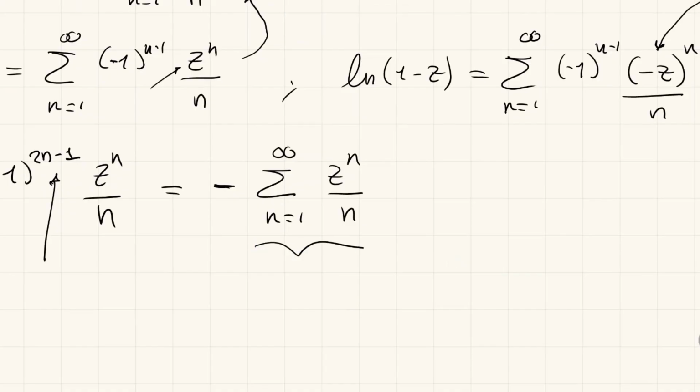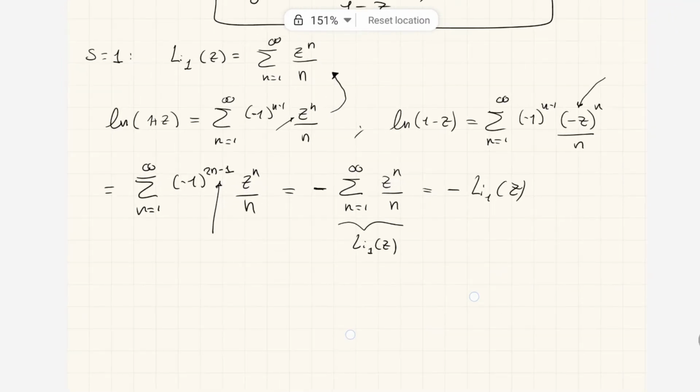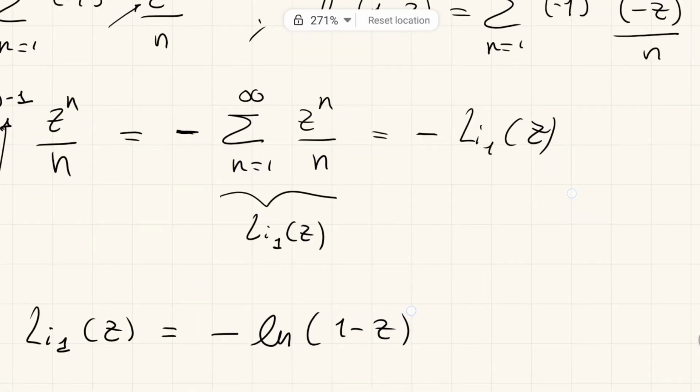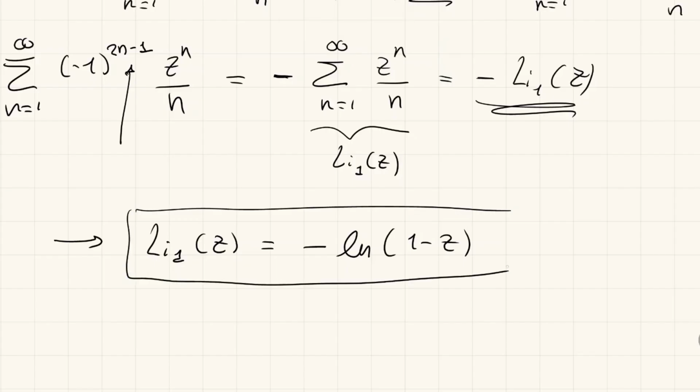And this definition, we know it. This is negative Li1 of z, by the definition of the polylogarithms. So what we can say then is that Li sub 1 of z is equal to negative the natural log of 1 minus z, okay? This is equal to this. So this is what we get in the case where s is equal to 1.